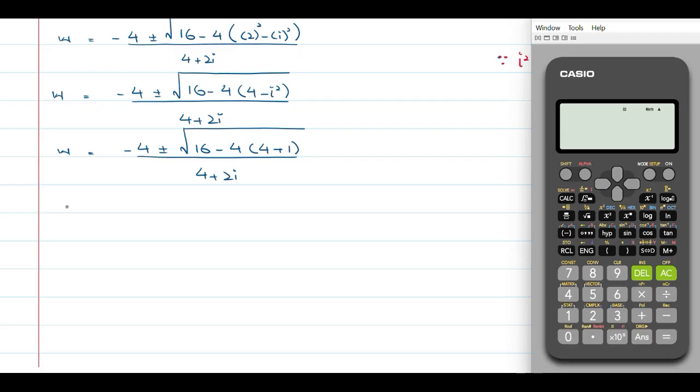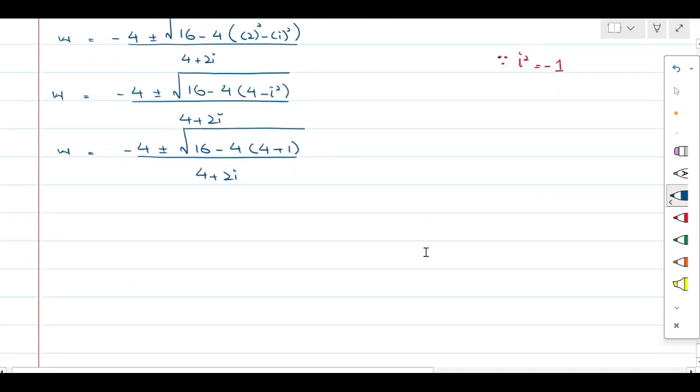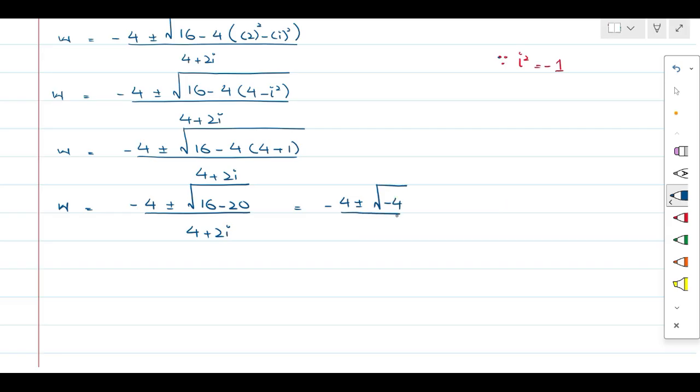Wait, let me do it manually because this will give me iota. So w is equal to minus 4 plus minus square root of 16 minus 4 times 5 is 20, divided by 4 plus 2 iota. So here we have minus 4 plus minus square root of, from 16 take away 20, we have negative 4, divided by 4 plus 2 iota.